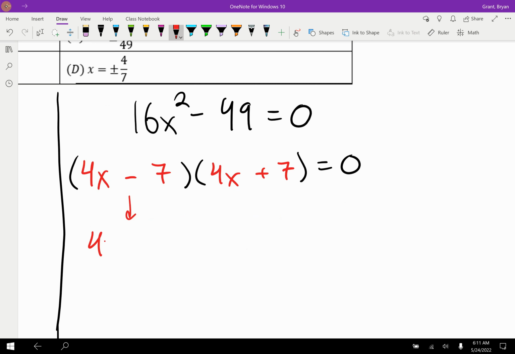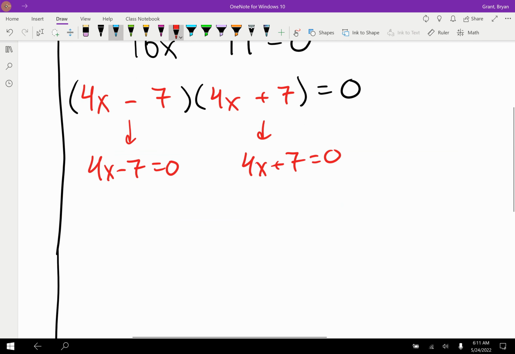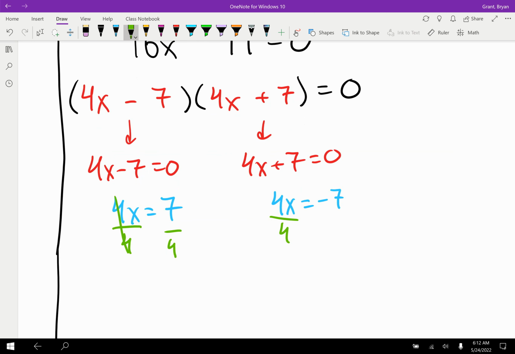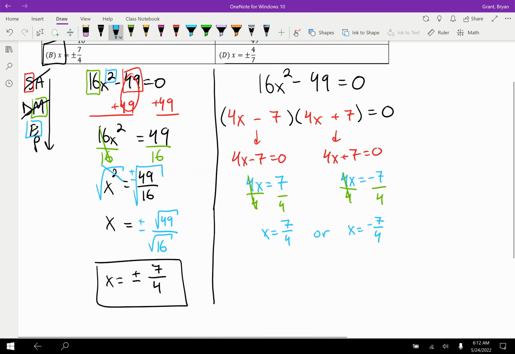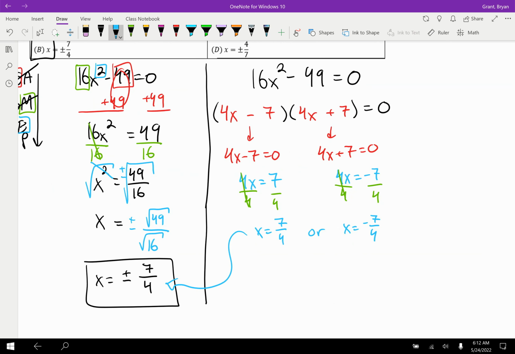Well, now we just take each factor and set it equal to 0. And now, solving isn't too bad, right? We subtract 7 from, or add 7 to each side here, subtract 7 from each side on the other, and then we finish off by dividing by 4. 4 doesn't go nicely into 7, so we just keep it as 7 over 4 or negative 7 over 4. And hopefully we can see that that is the same answer as plus minus 7 over 4.